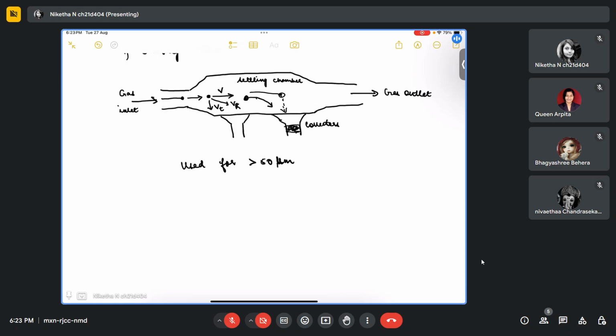Now, can you answer this question: why can't we use this process for lightweight particles which are less than 50 microns in size? Like, it won't settle. Yeah. When you have very light particles, they generally don't settle and they tend to get carried away along with the outlet gas.